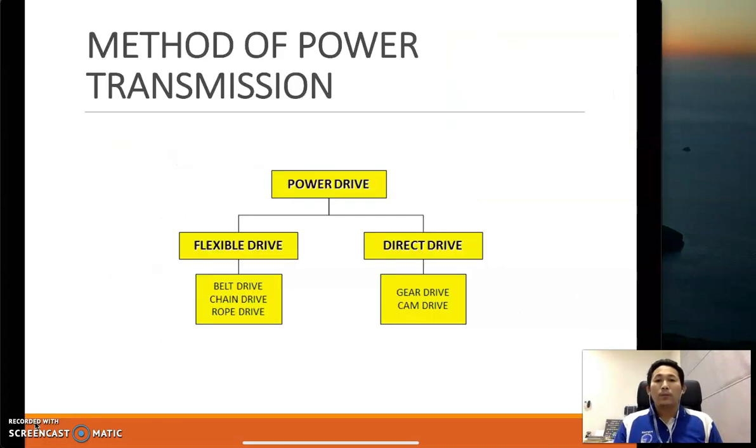Okay, first of all, we need to know the method to transmit power, or power transmission. We have a power drive, and we divided it into two: the flexible drive and also the direct drive. The flexible drive is for belt drive, chain drive, rope drive, while the direct drive is coming from gear drive and also cam drive.